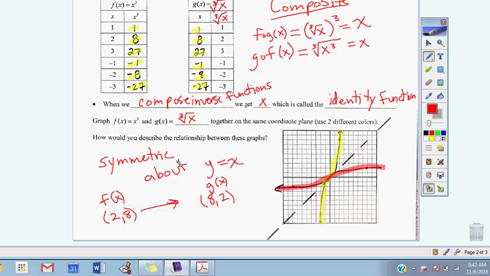So essentially, what are you doing? You are essentially just switching the x and the y values. Here's 1, 1. You know what that becomes? 1, 1. Because reflected in this line, that's what it is. Same with the origin, same with -1, -1. But if you go to -8, -2, you know what that becomes? That becomes -2, -8. Or vice versa.